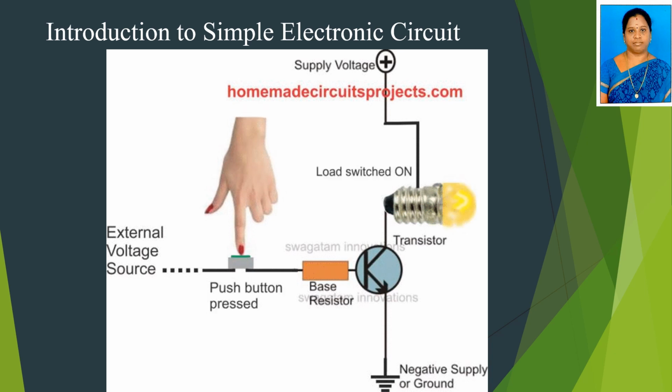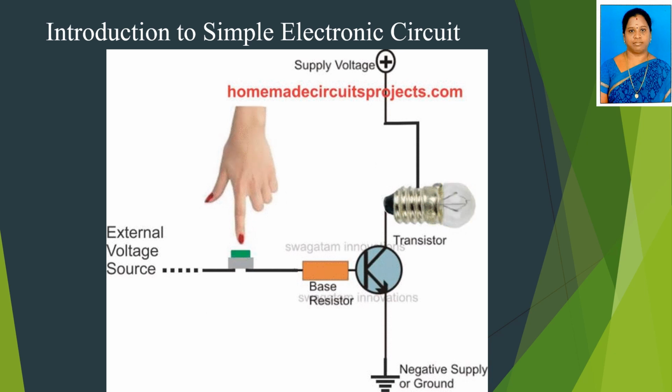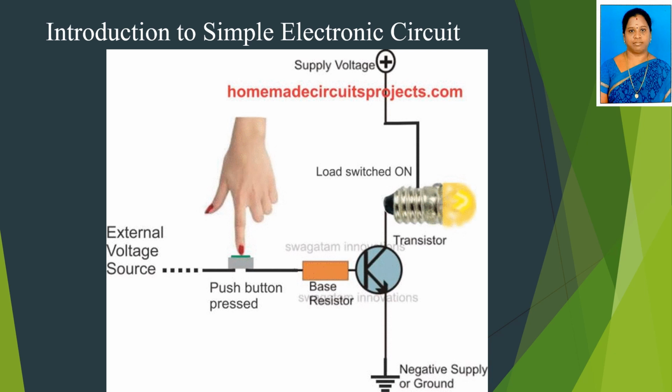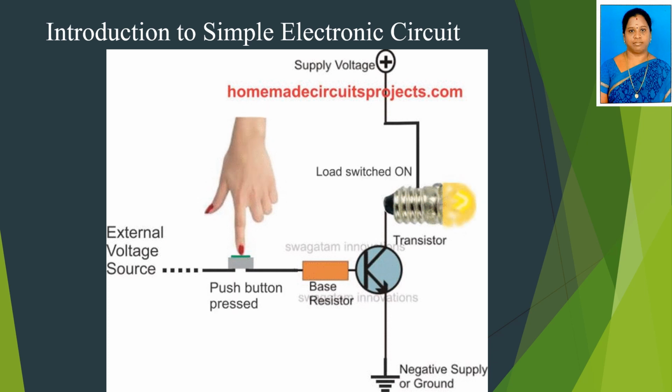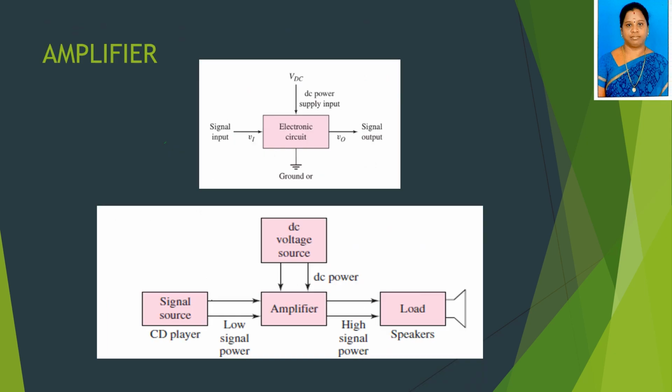See here, if we give the external voltage source to the base through the push button, the BJT will be turned on. If it is on, the bulb will glow, otherwise the bulb is off. This is the best example of the BJT acting as a switch. The next example is the amplifier.